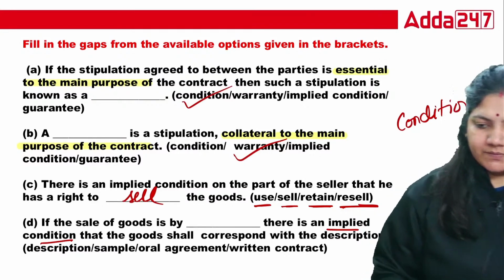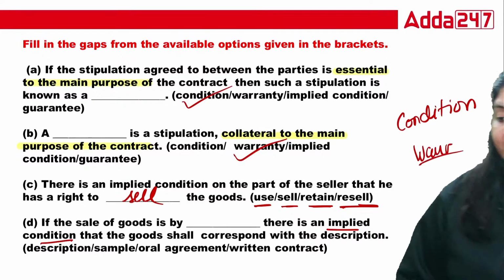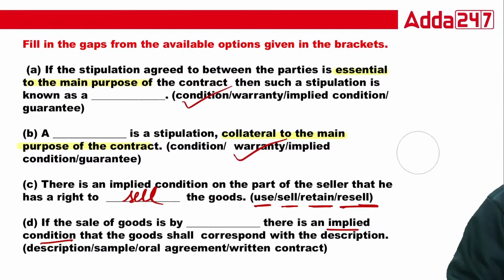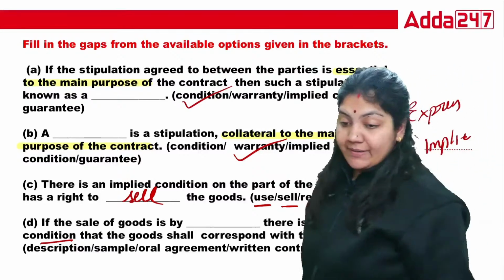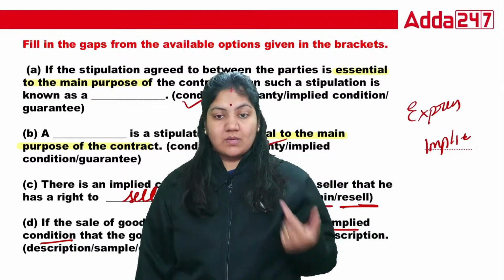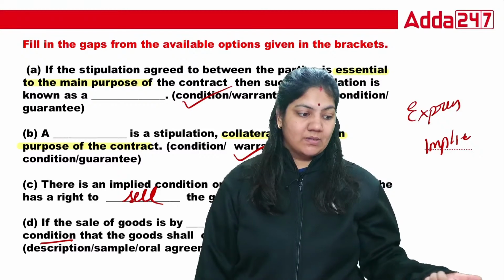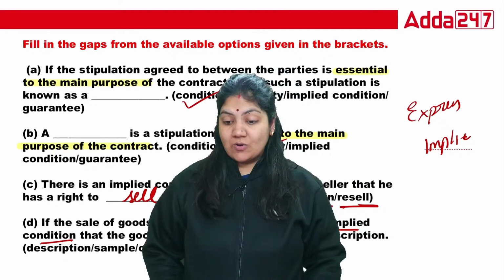So there is a word condition and there is a word warranty. What is warranty? As we already know, there are the words express and implied. What is the basic difference between implied and express? Express means written and oral, and implied means by the act and conduct, we can say the contract is going on.